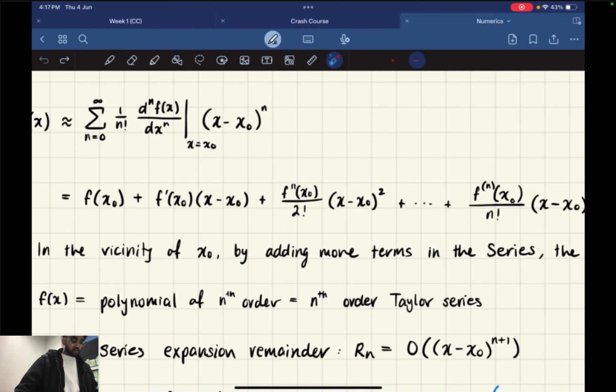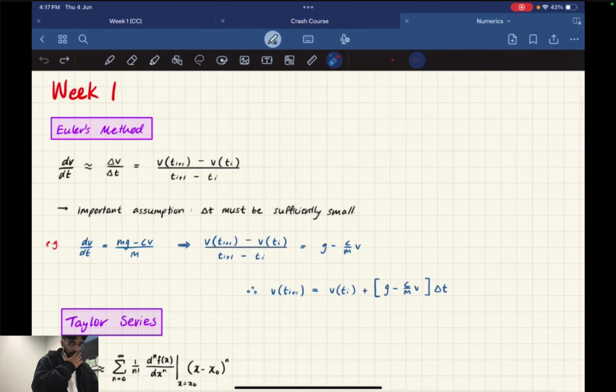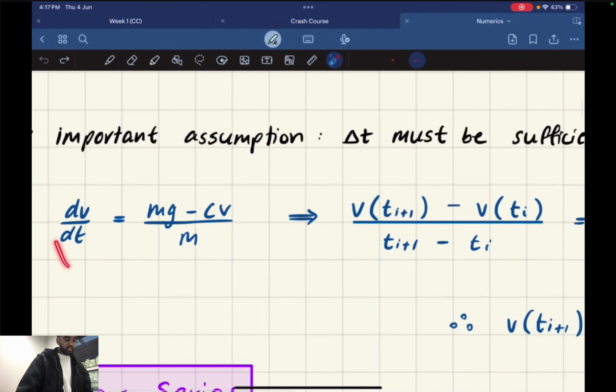Euler series is a bit different. This one's a bit more exact, whereas this is not that exact. Right? So I've got a quick example here. So you start off with dv on dt is equal to mg minus cv on m. I think this is to do with projectile motion.